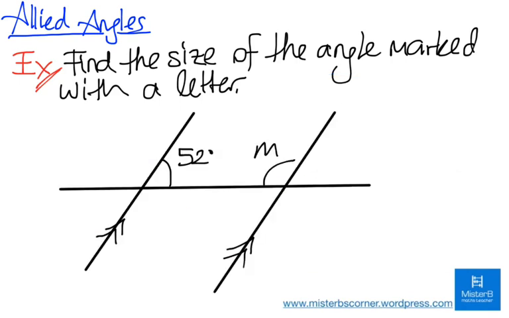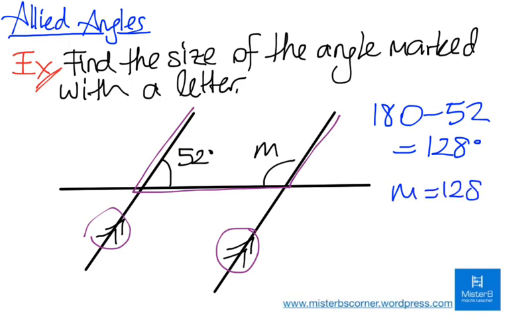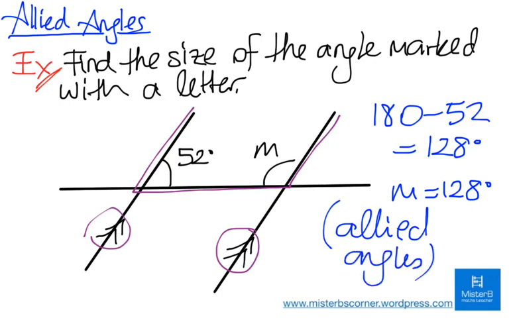As in this example, right? So you just notice the U shape, you make sure that the lines are parallel, otherwise you can't use this. So you say, 180 minus 52 is 128 degrees. So M is 128 degrees. Reason, allied angles. Reason is important because in IGCSE they always ask the reason. So you have to mention it.